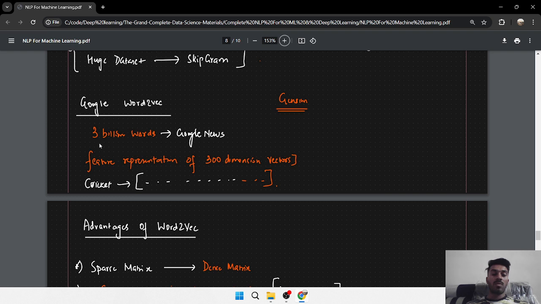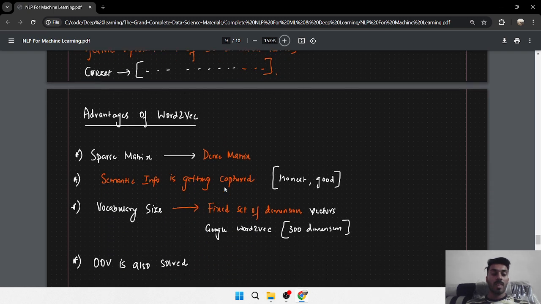Now, Google Word2Vec, trained on 3 billion words from Google News. We have already talked about how the Google Word2Vec model was trained on 3 billion words, with a feature representation of 300-dimensional vectors. So every word is represented as a 300-dimensional vector.